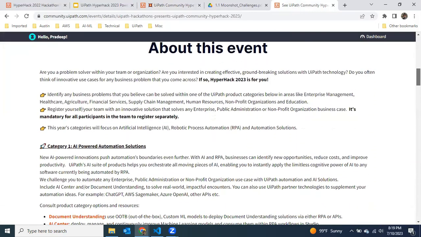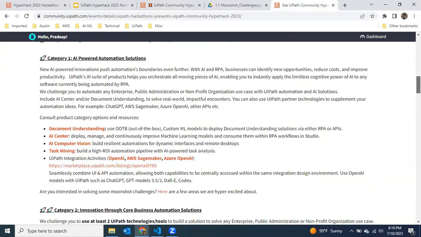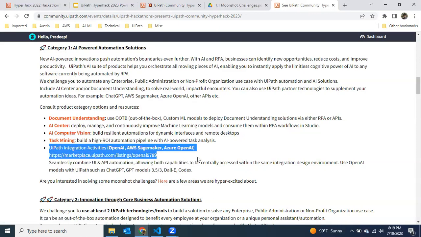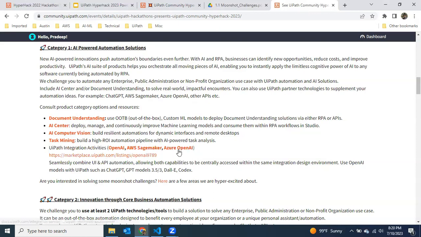Absolutely, absolutely. So this year, what UiPath has done, since this is the year of the AI, I would say, in a way, the first category is AI-powered automations, where you can see the primary focus on document understanding, AI Center, computer vision, task mining. So those are 4 UiPath products. But in addition to that, integrations are also going to be very important. So different solutions or different platforms for integration purposes, whether it's SageMaker, OpenAI, or Azure OpenAI for that matter. So these are the categories.